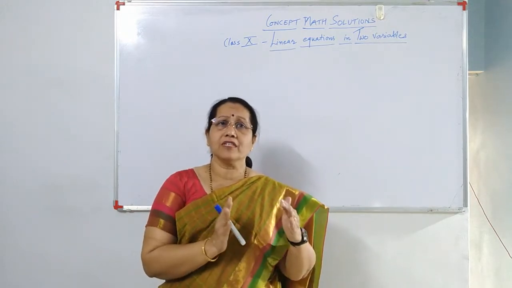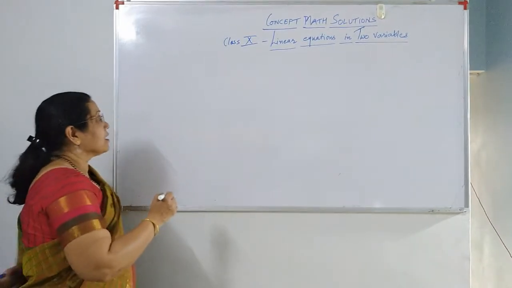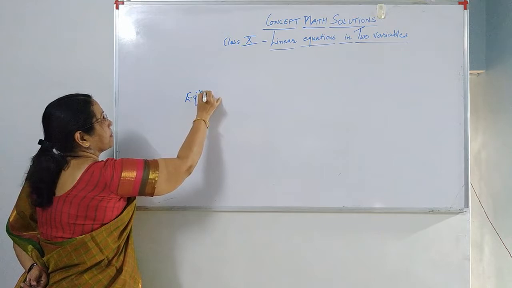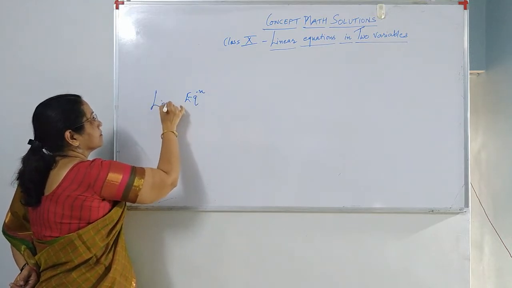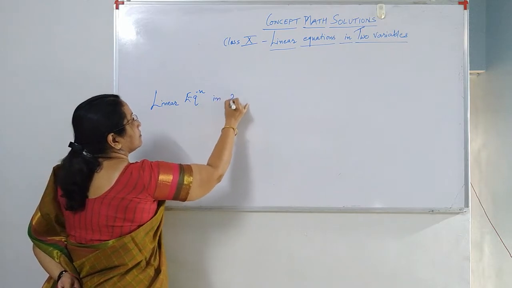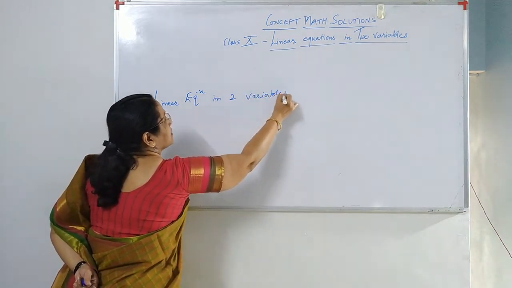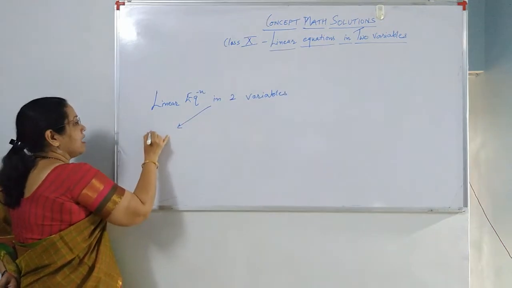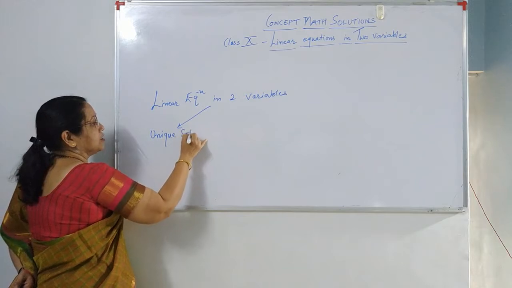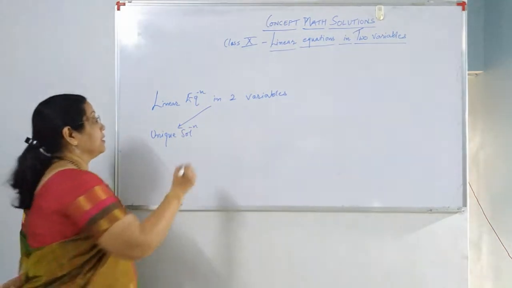Now, whether the equations have one solution or infinite solutions. If you have equations in two variables, there are three possibilities which we have discussed. First, they have a unique solution. The unique solution condition we have also discussed: a1 by a2 not equal to b1 by b2.